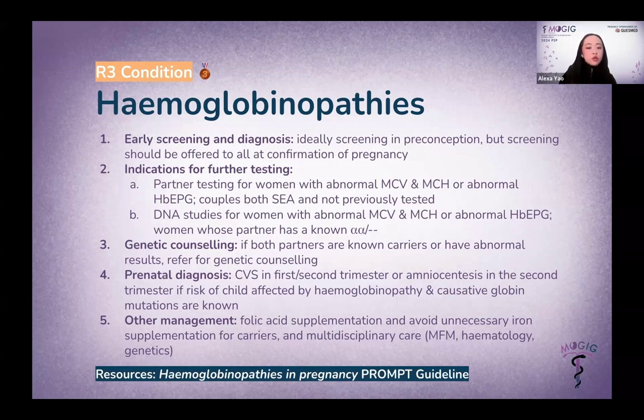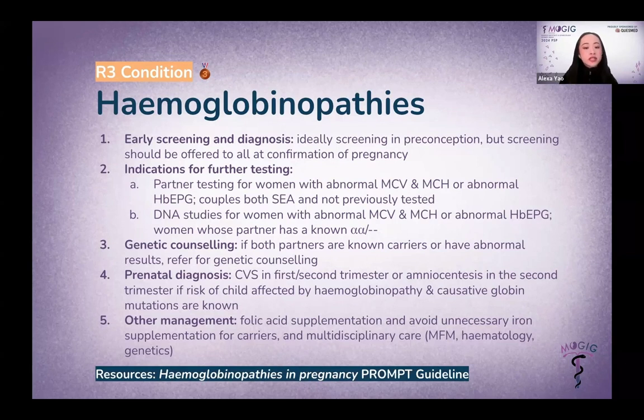If both partners have abnormal blood results or unknown carriers, they should also be referred to genetic counselling. Further testing, including prenatal diagnosis, are crucial to assess the risk to the fetus. Prenatal diagnosis is only an option for couples when there is a risk of having a child affected by haemoglobinopathy and the causative mutations carried by the parents are known. Ideally, this is done pre-pregnancy because it is time-consuming. However, during pregnancy, diagnosis can be done during CVS or chorionic villus sampling during the 1st and 2nd trimesters. In the 2nd trimester, amniocentesis is also an option.